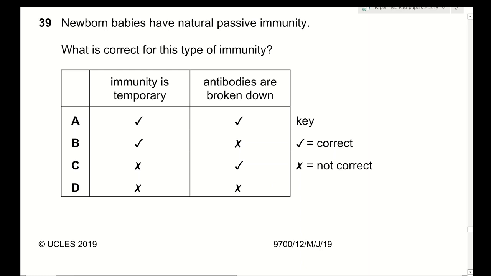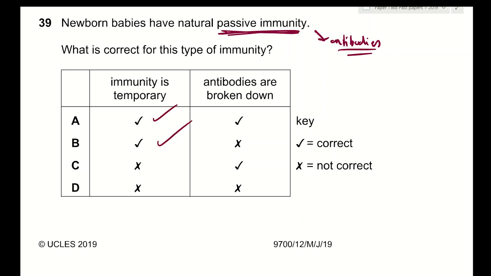Number 39, newborn babies have natural passive immunity. What is correct for this type of immunity? So, natural passive immunity is transferred to the baby via breast milk, and these are antibodies, not antigens, be careful. Now, immunity is temporary. Yes, because it's antibodies which are transferred, not antigens, therefore this means it's temporary. The reason for this is that the body breaks them down. Which brings us to the next point, antibodies are broken down by the body. This is correct. Therefore, the answer must be A.